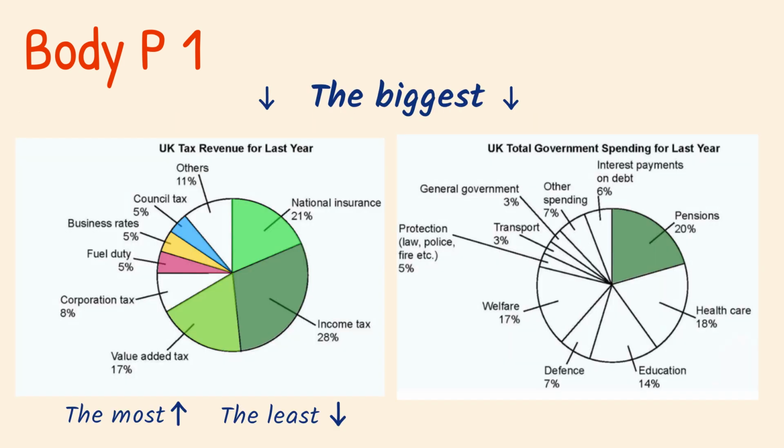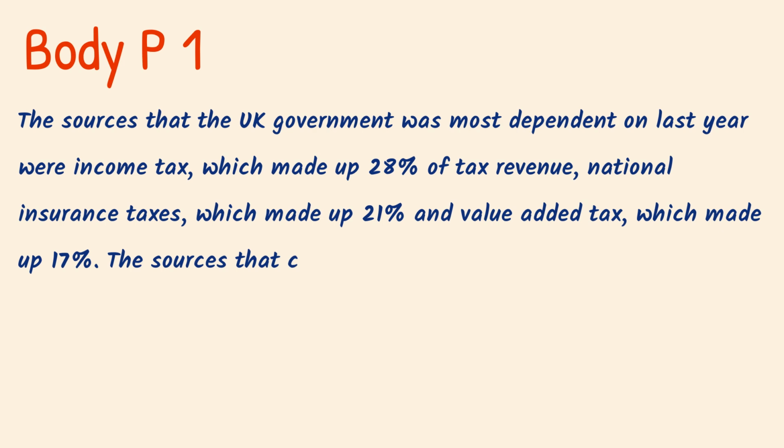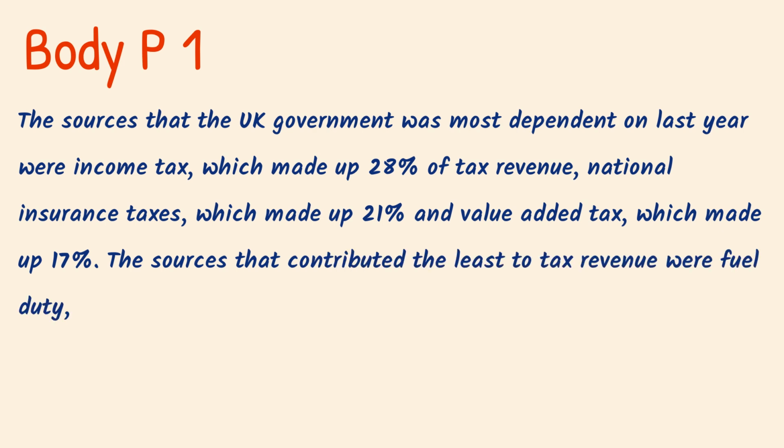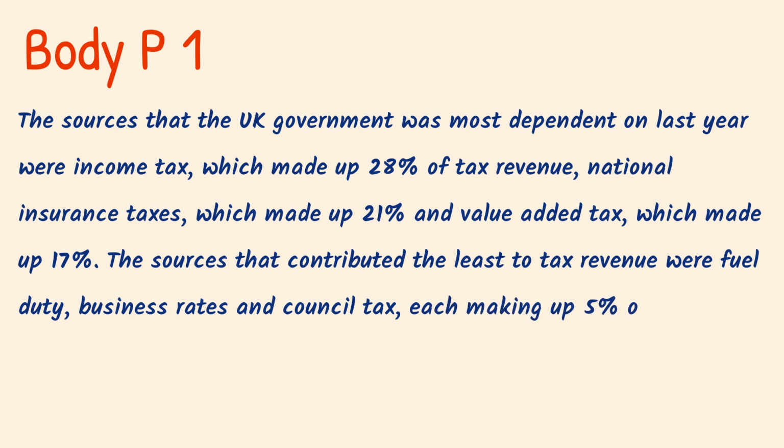Now, there are other sources that contributed the least to this tax revenue, and I mention them here. The sources that contributed the least to tax revenue were fuel duty, business rates, and council tax. And I should mention here that each of them made up 5% of total revenue. And I put a comma here after council tax, each making up 5% of total revenue.